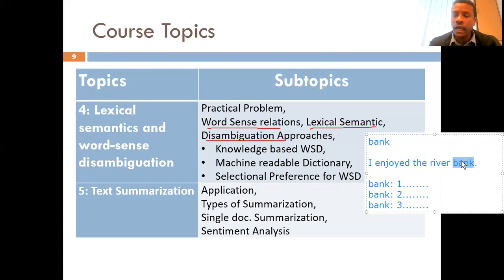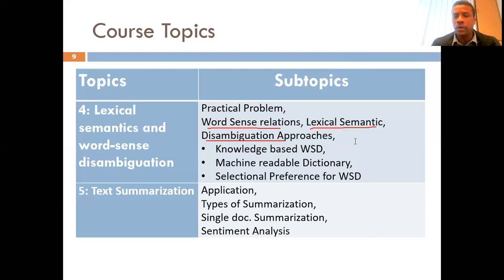So to make a decision on this one, looking into the word that coexists with it, or its neighboring words, or its part of speech is very important, okay? So whenever you want to do this using a computational system, you need to have a mechanism to disambiguate. And that's what we mean by word sense disambiguation. Word sense disambiguation can be done using a knowledge-based approach, using a machine readable dictionary, or using the concept of selectional preference. So in this chapter, we'll be talking about this concept.